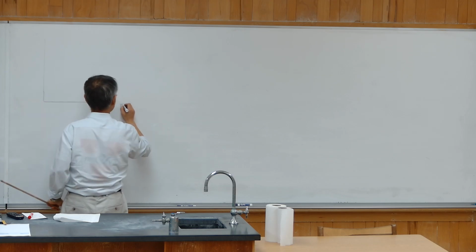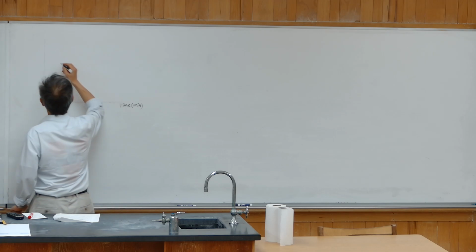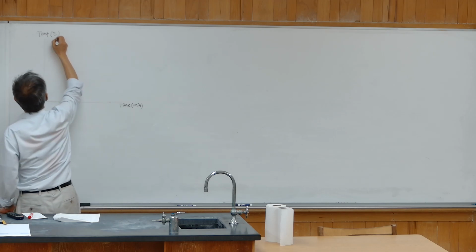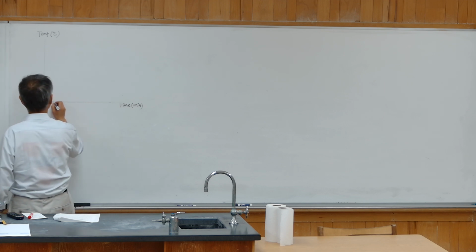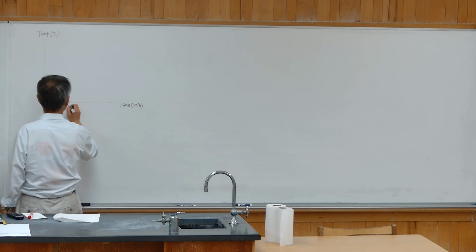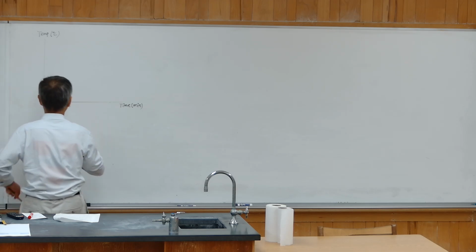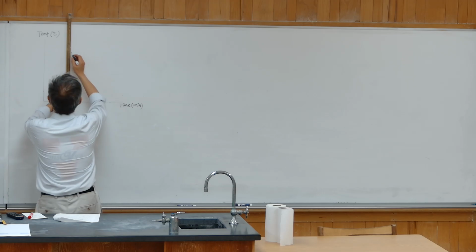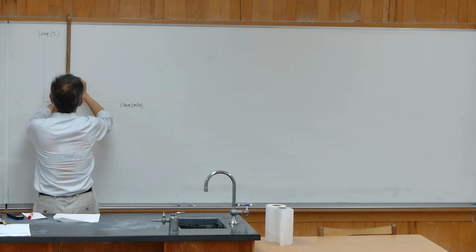So this is time in minutes. This is temperature in degrees Celsius. At 5 minutes, we're mixing the acid and the base, so this line is the mixing line.